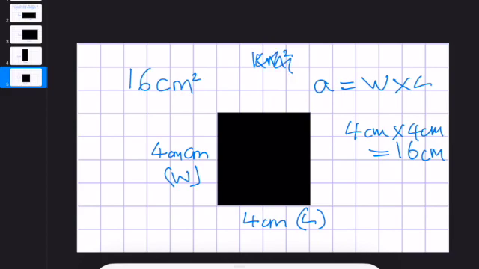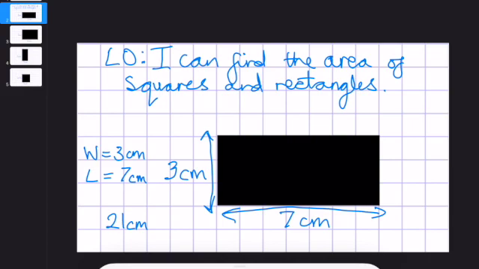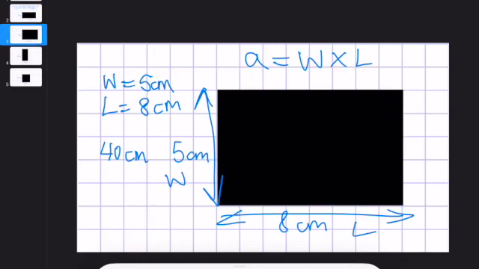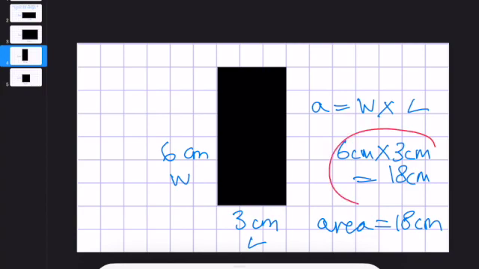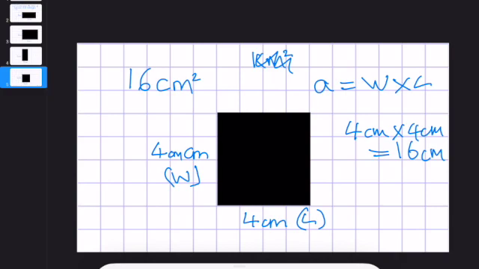So if we go back through our answers, the area here for this one is 21 centimetres squared. Let me change the colour to red for the next one. The area for this one was 40 centimetres squared. And the area of this one, 18 centimetres squared. And finally, the one we've looked at up here, 16 centimetres squared. So that's how you find the area of a rectangle or a square: you multiply the width by the length.